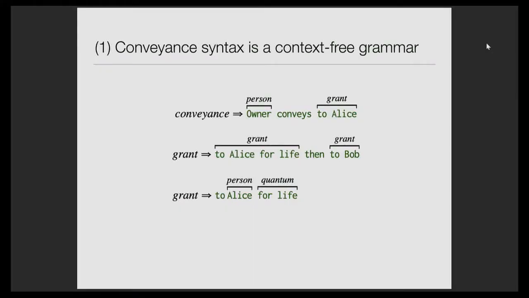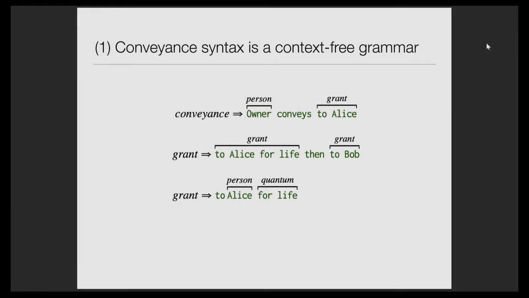So, the conveyance syntax is a context-free grammar. The basic units are: you have a conveyance where an owner uses the keyword "conveys to," and then you have a series of one or more grants. The grant rule is itself recursive, so you can have a grant that splits into multiple grants. Here in the second line, you have one grant that becomes two interests: to Alice for life, and then an interest to Bob after that. And the recursivity lets you stack up any number of these in complex relationships.